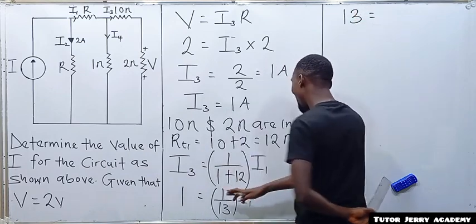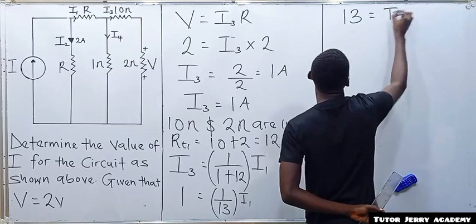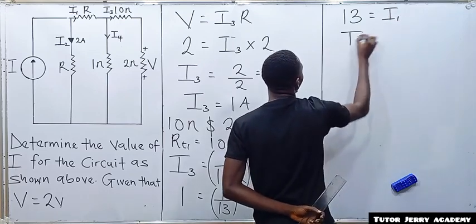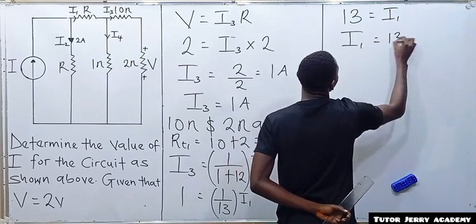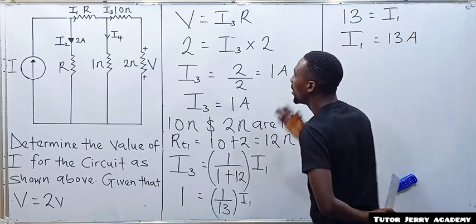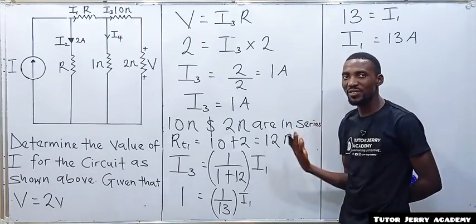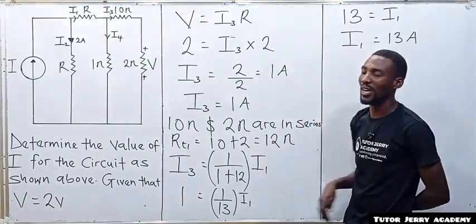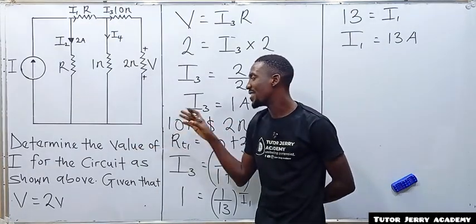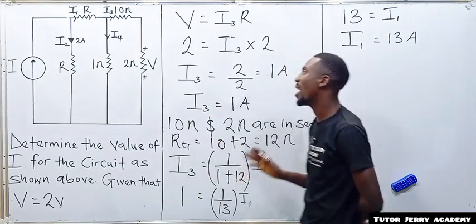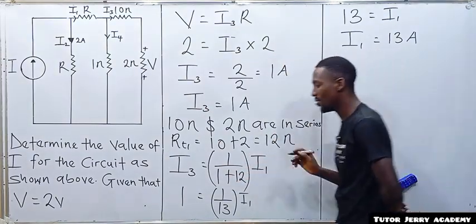Then 1 multiplied by I1 is I1. So it shows that I1 is equal to what? 13 ampere. So our I1 is equal to 13 ampere. Mind you, it is not I1 we still want to find. The question says determine the value of what? I. So now how can we determine the value of I?